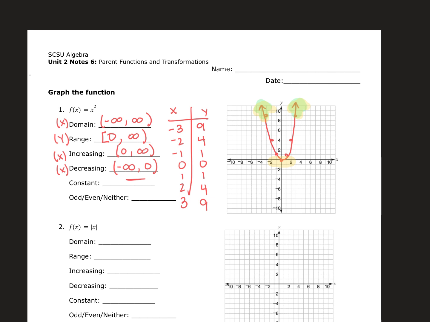And now symmetry. Symmetry is going to tell us whether we're odd, even, or neither. Odd, remember, has symmetry around the origin. If I flip it around the origin and it lays on top of itself, it's got odd symmetry. Even is your y-axis. So if I take this graph and flip it over the y-axis, it's going to lay on top of itself. So this is going to be an even function.